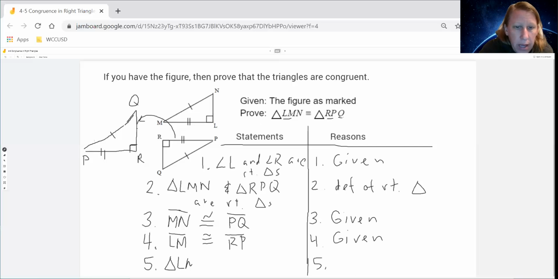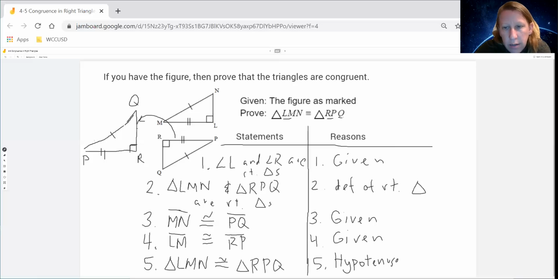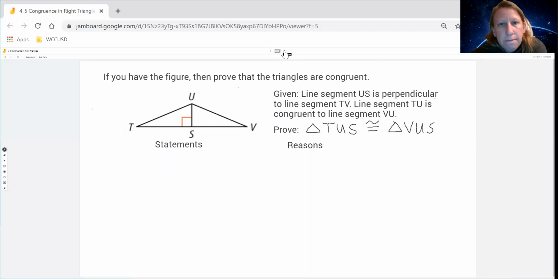Triangle LMN is in fact the same size and shape as triangle RPQ. How do you know? How did you convince me? Because you showed me that we had right triangles, and you showed me that the hypotenuses were the same and the legs were the same. And this is the hypotenuse leg triangle theorem. Here were the hypotenuses that we showed the same, and here were the legs that we showed were the same.